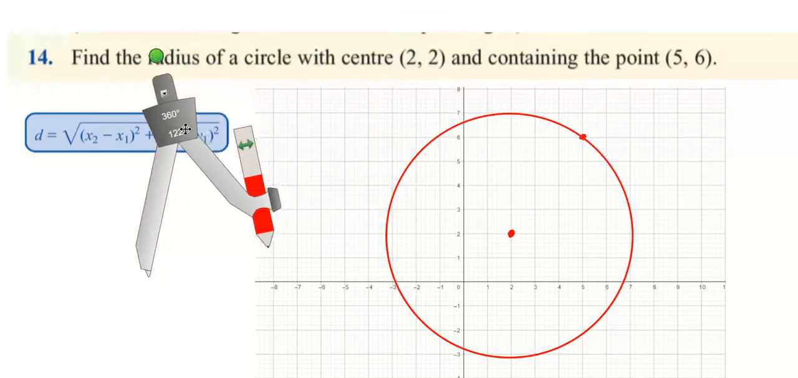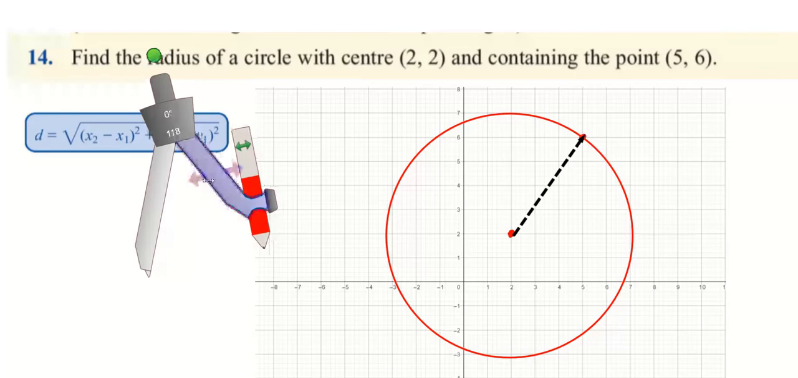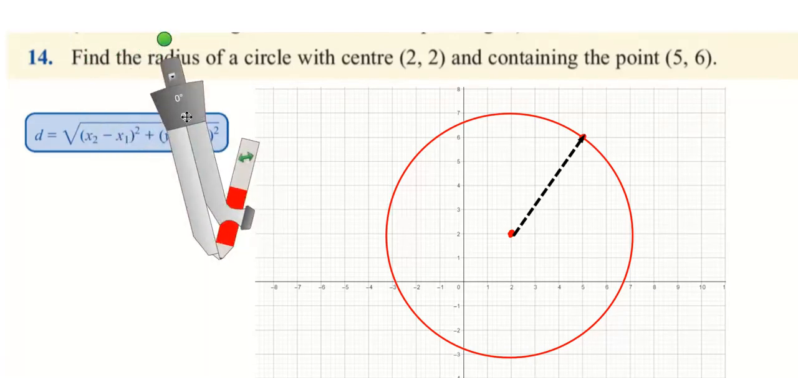There's your circle. Now, what this question is asking is none of that. It's not asking you to draw the circle. It's not asking you to do it on a diagram. It's simply asking, what is the distance of this black line here? This black line is known as the radius. Well, it's very simple. I didn't actually have to do any of that. All I have to do is use this formula.